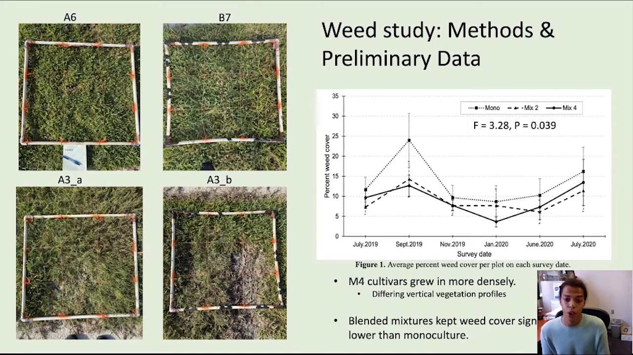And so looking at figure 1 here, the dotted lines that you see with the very high spike in September, that is representative of weed cover in monocultures. The dashed line is the mix of 2s, and the solid line is the mix of 4s. And so we can see that the mix of 2s and mix of 4s are not significantly different from each other, but they are significantly lower than monocultures throughout the entirety of the experiment. And that's according to weed cover.